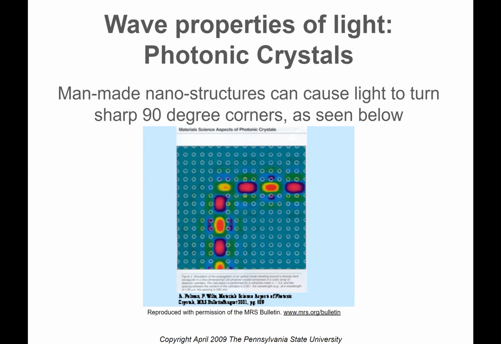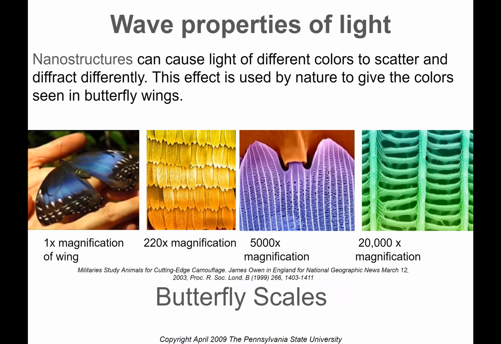Man-made nanostructures can cause light to turn sharp 90 degree corners as seen below. That's wild. Wave properties of light: nanostructures can cause light of different colors to scatter and diffract differently. This effect is used by nature to give the colors seen in butterfly wings. So at different magnifications, there are different colors.